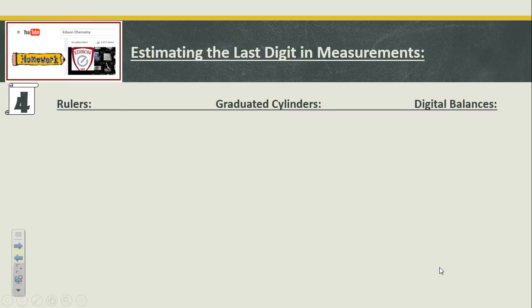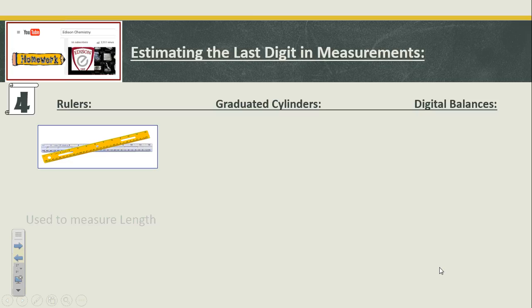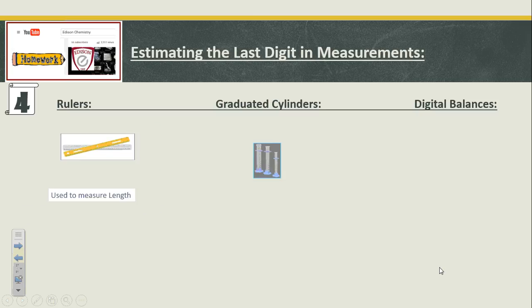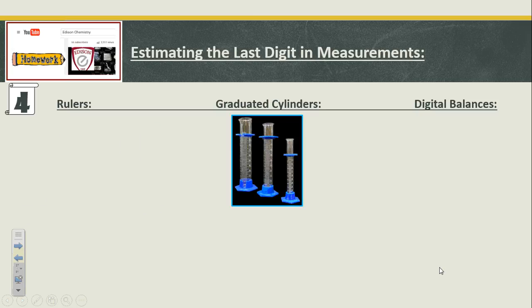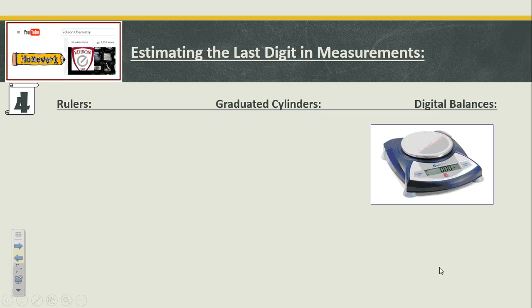Estimating the last digit in measurements is something we need to learn how to do in science classes. Rulers, many are familiar with that. You're using them in your shop classes. They measure length. Graduated cylinders, you've all used these before. They measure volume. And digital balances measure mass.